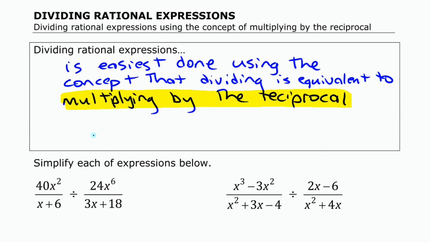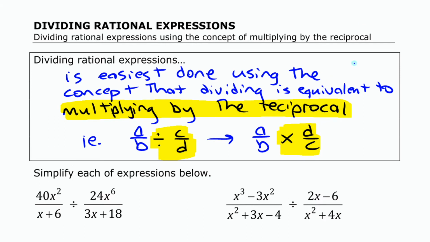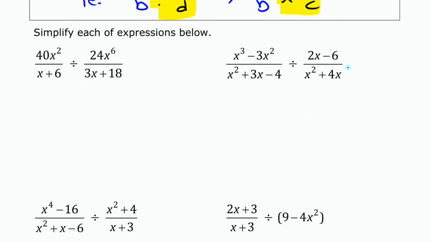Or if you want to write it with symbols, if you have a over b divided by c over d, this is going to be the same as having a over b multiplied by d over c. In other words, dividing by that fraction is equivalent to multiplying by the reciprocal of that fraction. All right, let's look at some examples.